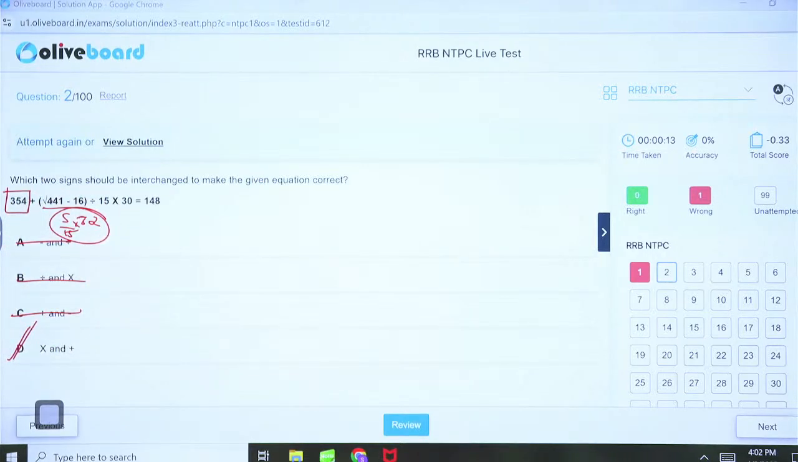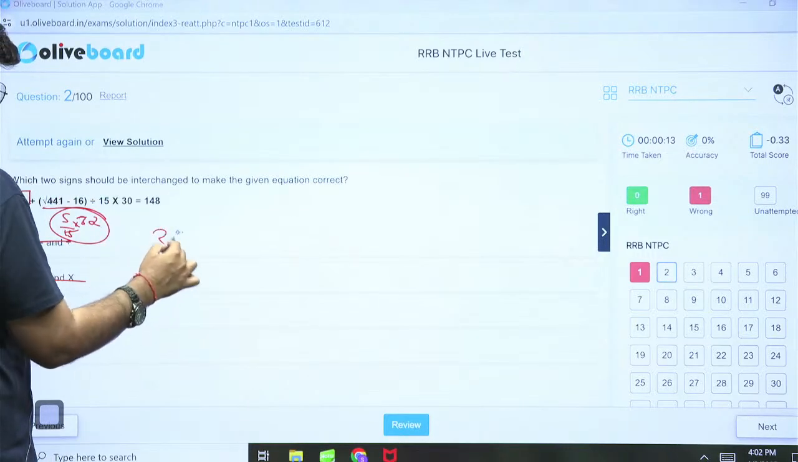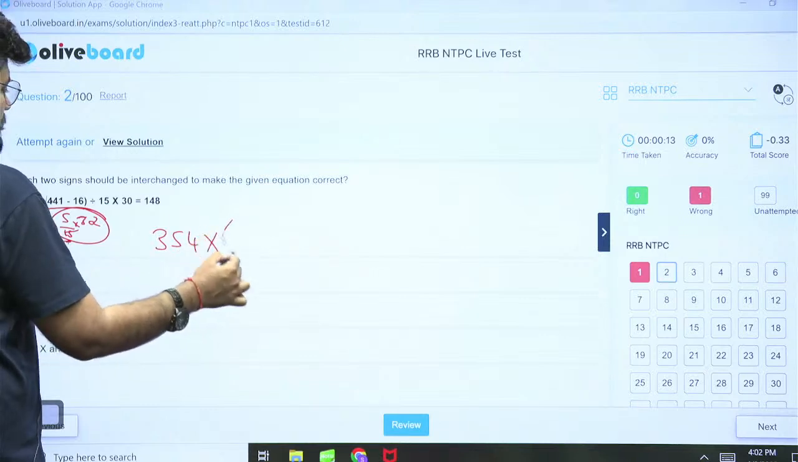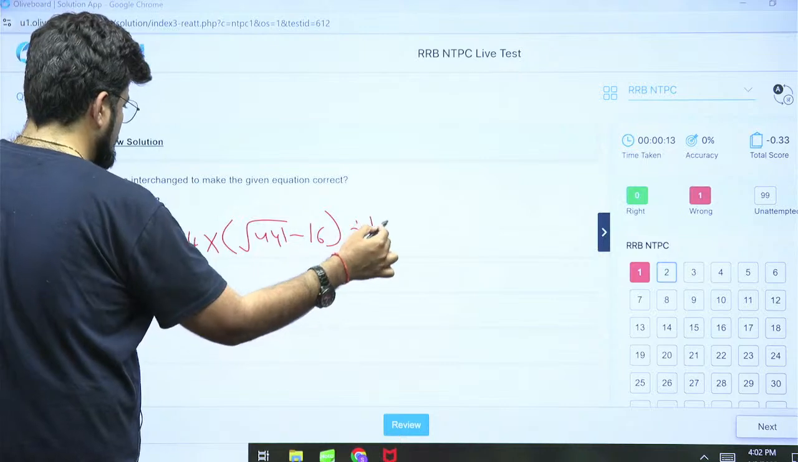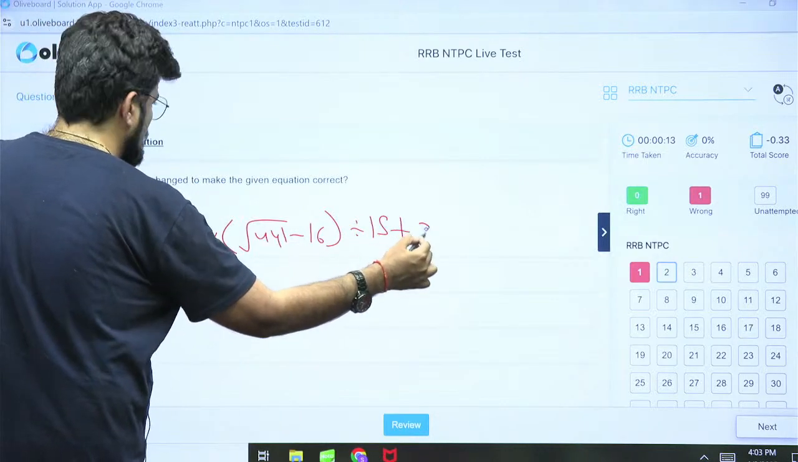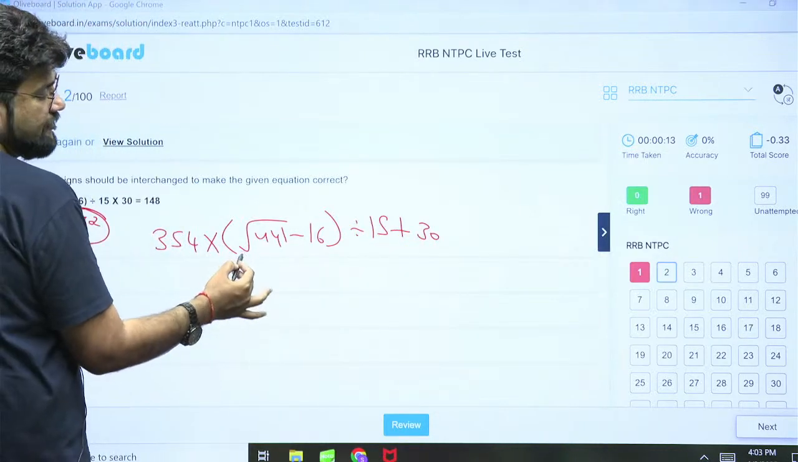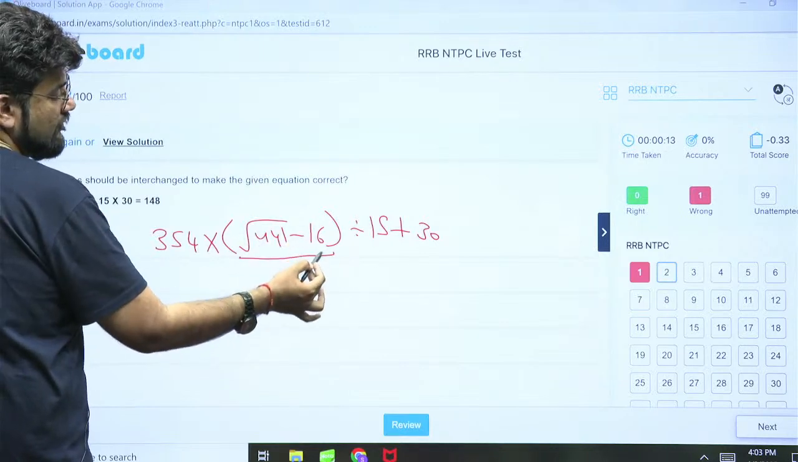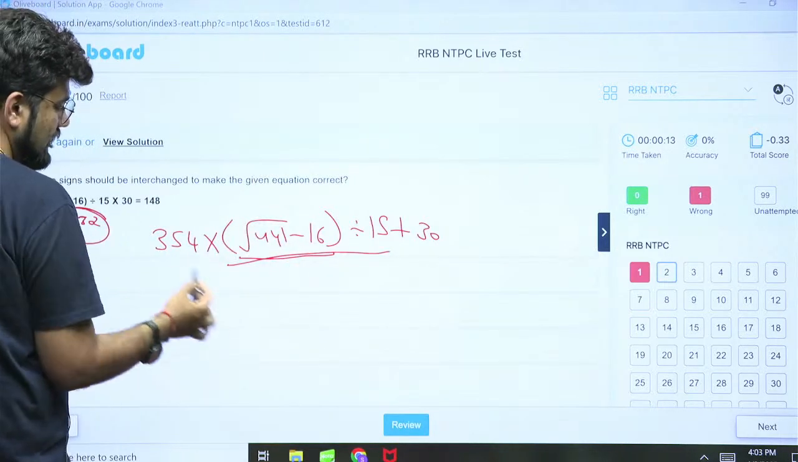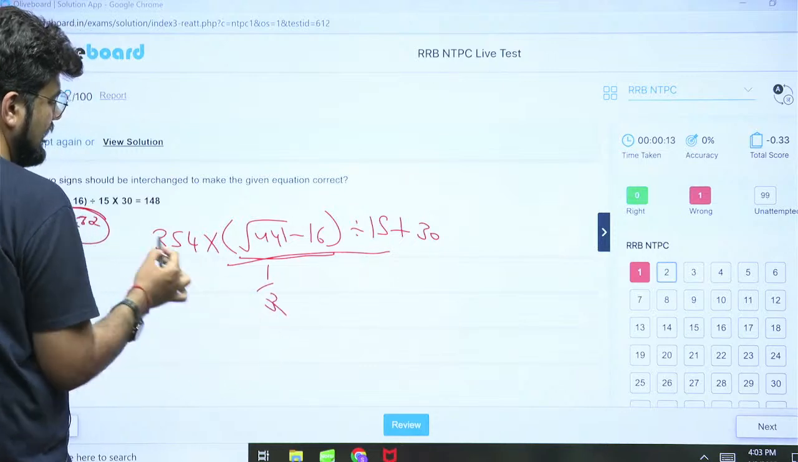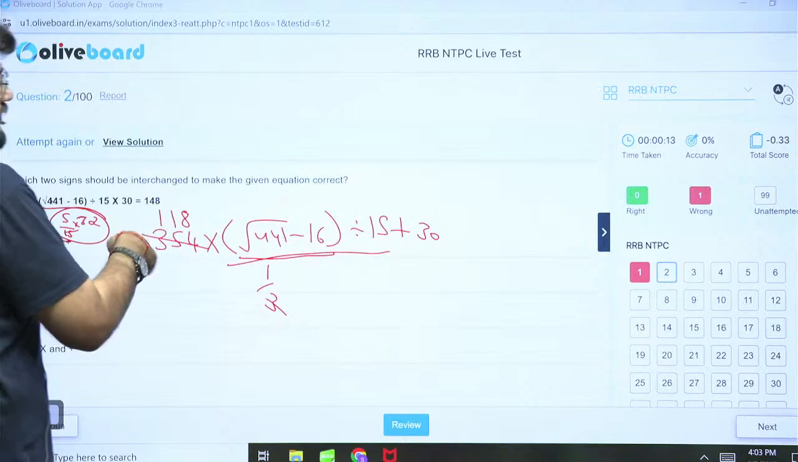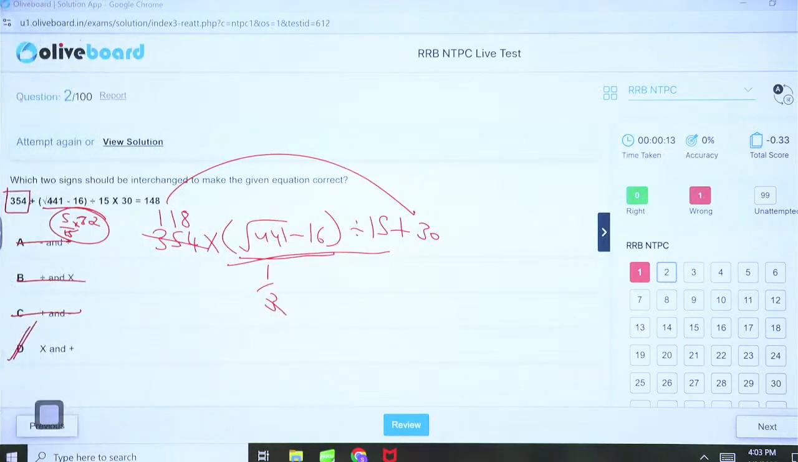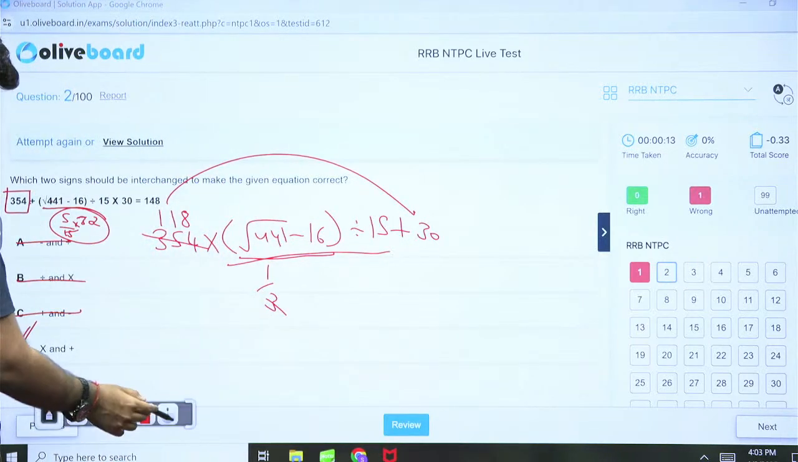Even by understanding, you can see that into and plus, if we change. If instead of plus we have an into here, let's see what is going to happen. 354 is going to be multiplied by root 441 minus 16, which is going to be divided by 15, and then we are going to add it to 30. 21 minus 16 is 5. 5 divided by 15 is 1 by 3. So 3 will get cancelled with the 354, and we'll have 118. And 118 will be increased by 30 to give you 148. So option D is the correct answer.